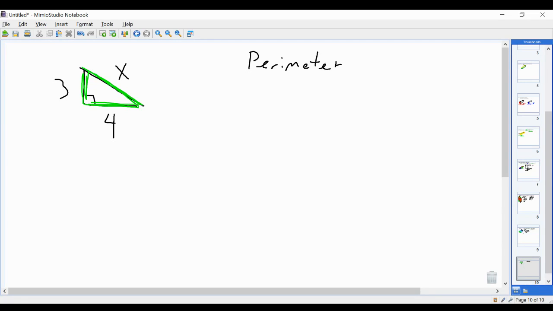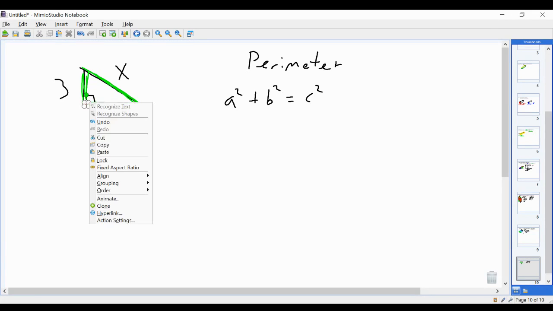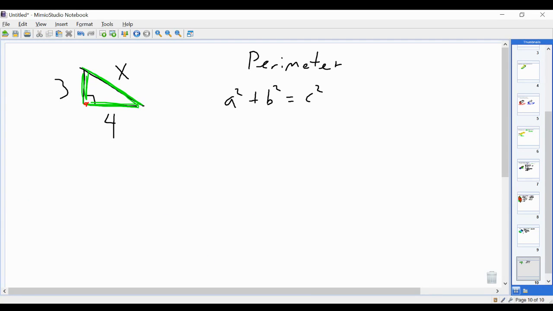Pythagorean theorem, remember, is a squared plus b squared equals c squared. And c is always the hypotenuse, the side opposite from the right angle. So here's our right angle, where the red dot is. So the side opposite the right angle is our hypotenuse. So we know that x is our hypotenuse.